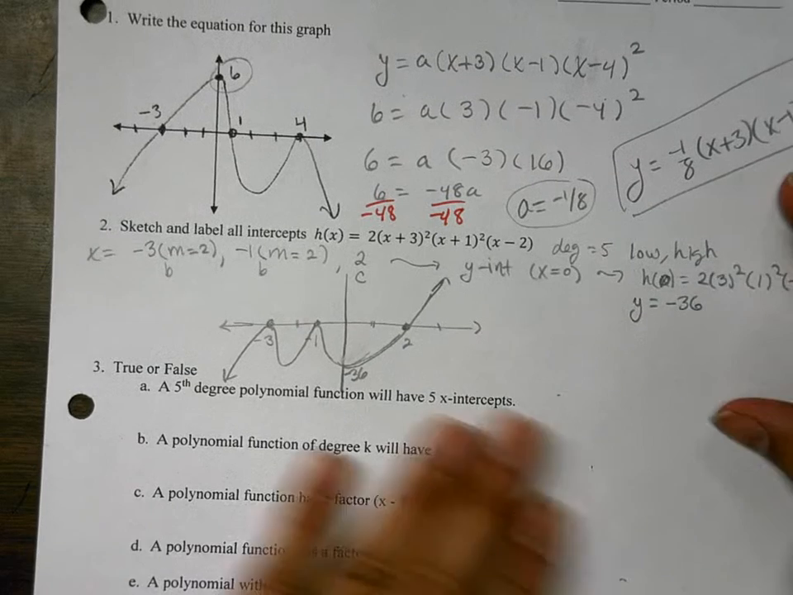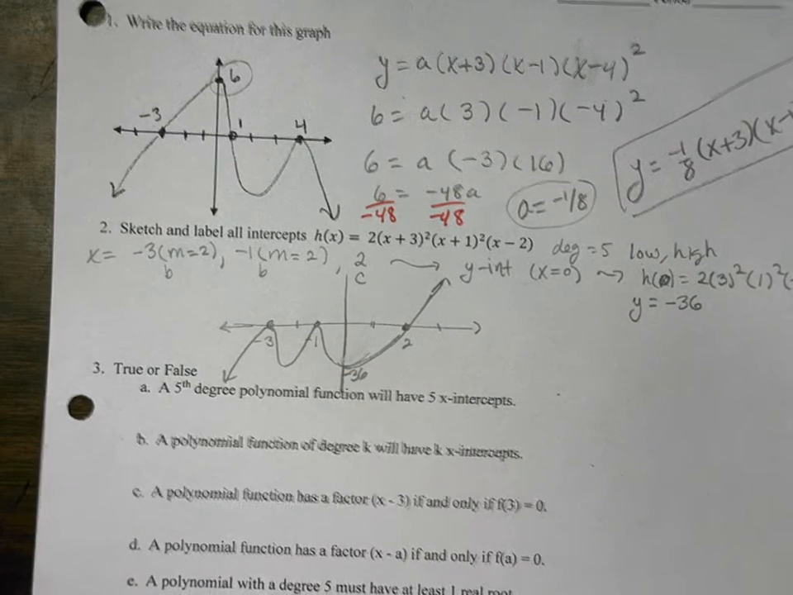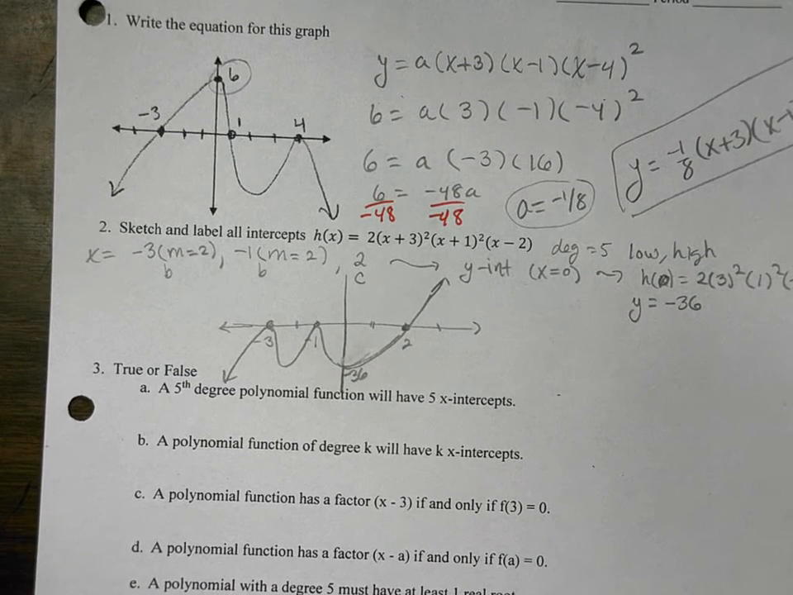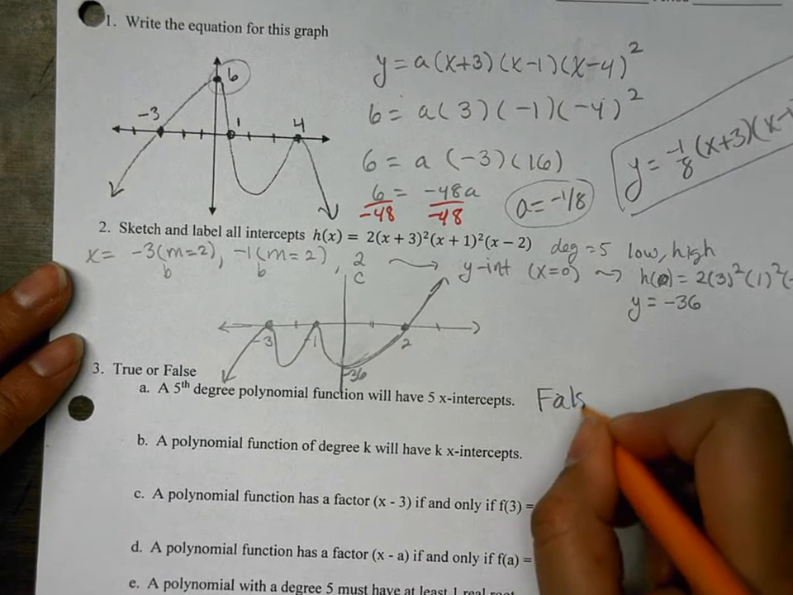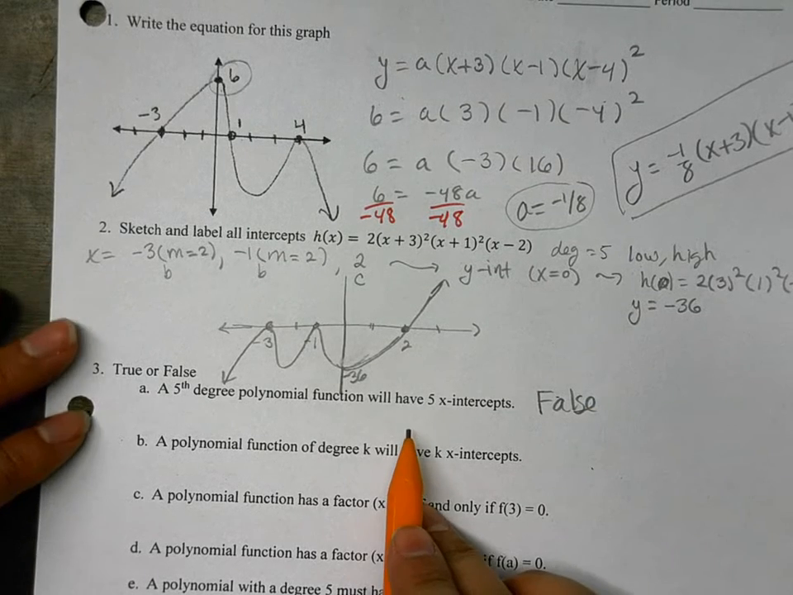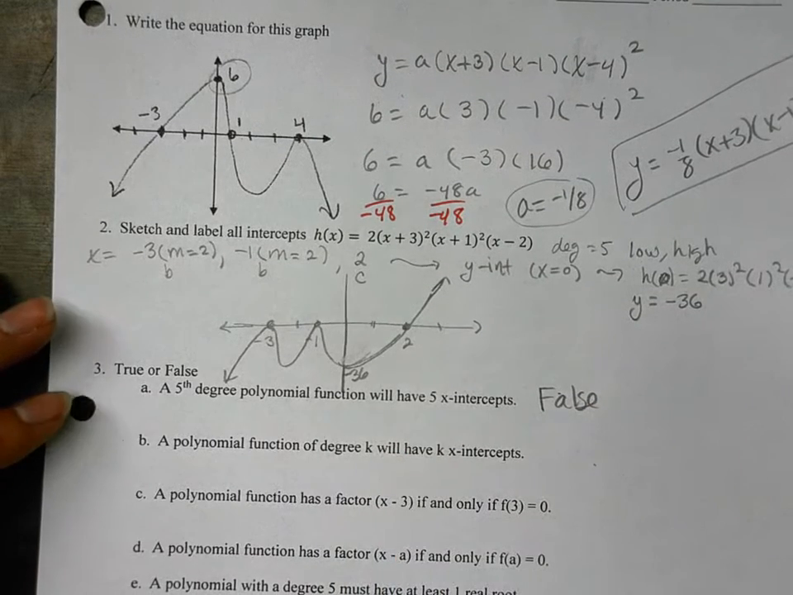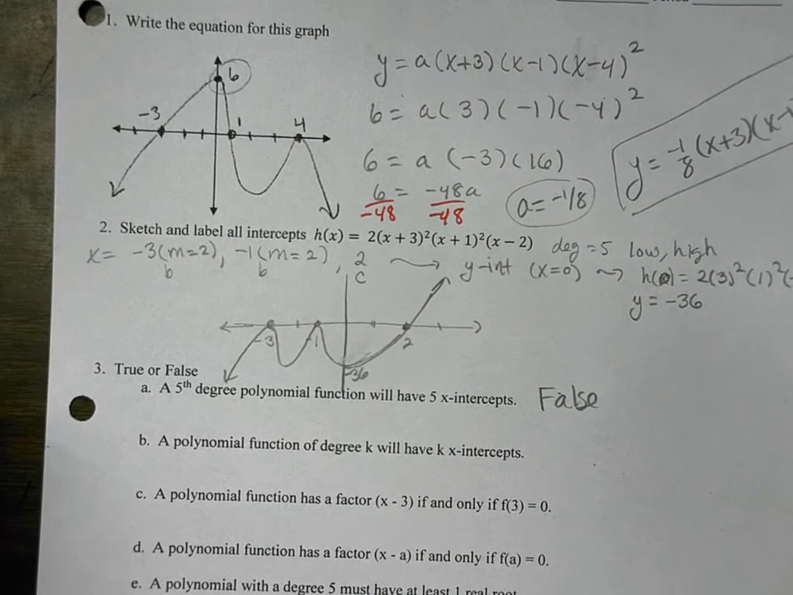True or false? A fifth degree polynomial function will have 5 x-intercepts. True. False. Not necessarily, so it's false. Why not necessarily? It could. Yes, it very well could, but is it always going to have 5? Okay, some can what? Be a multiplicity of 2 or higher, which means it could bounce, or even cross if it's to the third power. What else could happen? Imaginary.